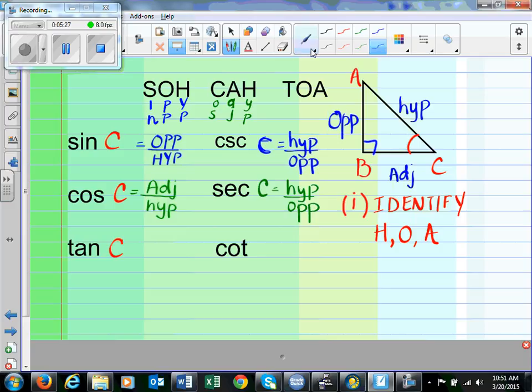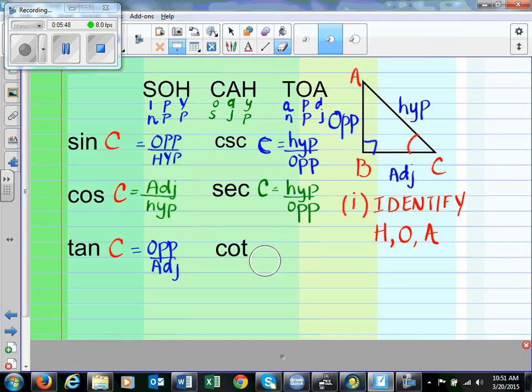And the last one, which is tan C, will be opposite over adjacent. And the cot, which is nothing but the cotangent, will be adjacent over opposite. So these are the 6 trig ratios that you'll be using. How do I identify it? Once you know this, you'll be able to figure it out.